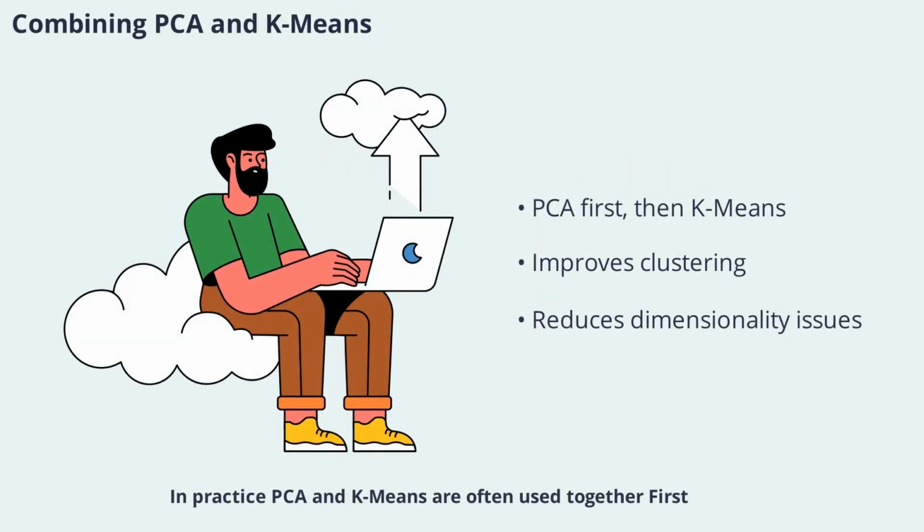In practice, PCA and kmeans are often used together. First, PCA reduces the dimensionality of the data, making it easier to visualize and process. Then, kmeans is applied to the reduced data to find clusters. This combination improves clustering performance and helps avoid issues caused by high-dimensional data, such as the curse of dimensionality.